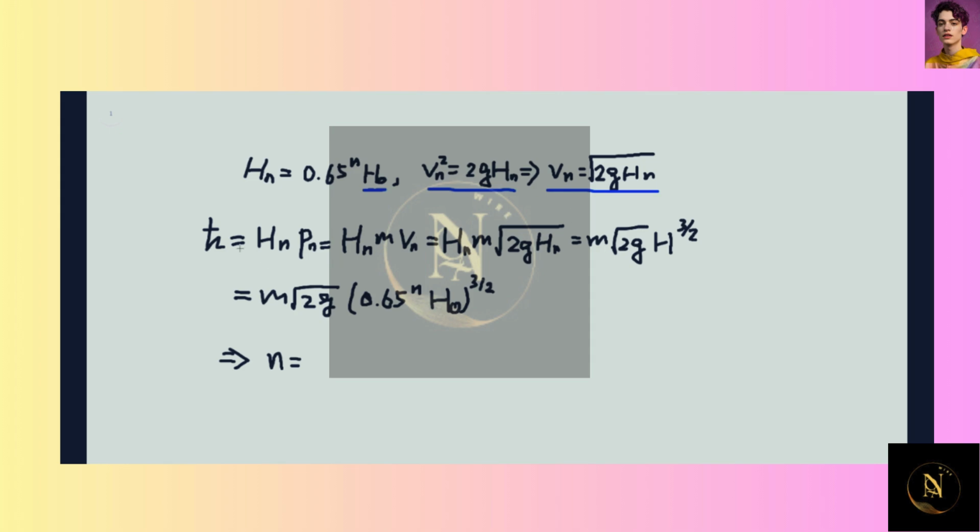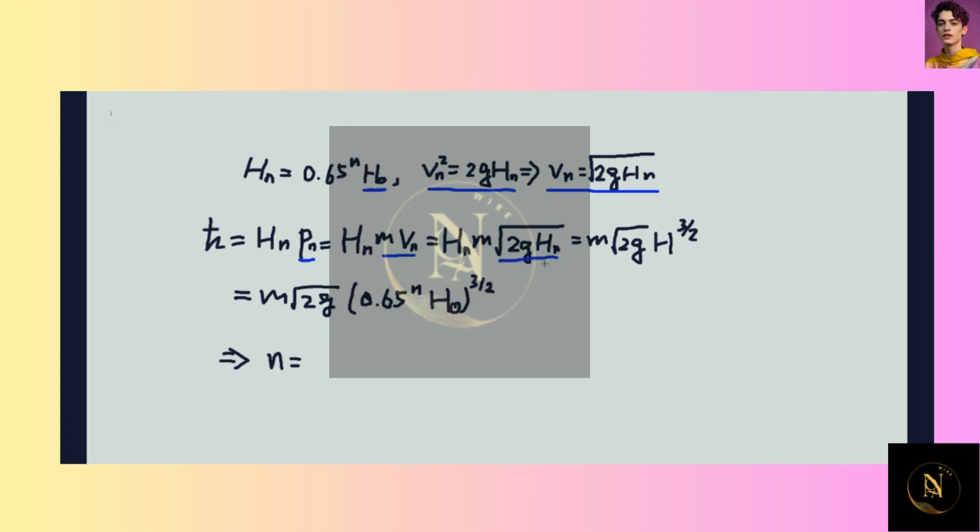And then using the uncertainty principle, h bar should be equal to delta x times delta p. And we take delta x to be the maximum height after n bounces, and take delta p to be the momentum of the ball. And then h bar equals hn times the momentum, which is m times v. And then we plug in the expression for v to get this.